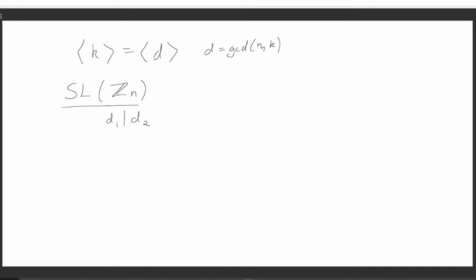The subgroup generated by the larger divisor will be smaller, right? Because if you take a larger divisor and generate a subgroup, you will get a smaller subgroup, because it will reach n faster when you keep adding it to itself.